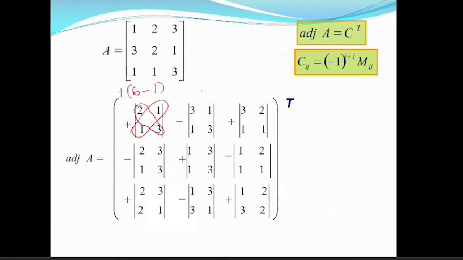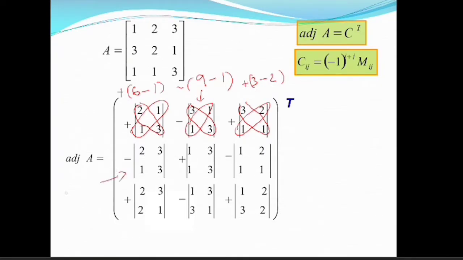Same for the next element. Put a negative sign outside and then 3 times 3 is 9 minus 1 times 1. Next, we have 3 times 1 minus 1 times 2. Put it in a bracket and write the positive sign in front.